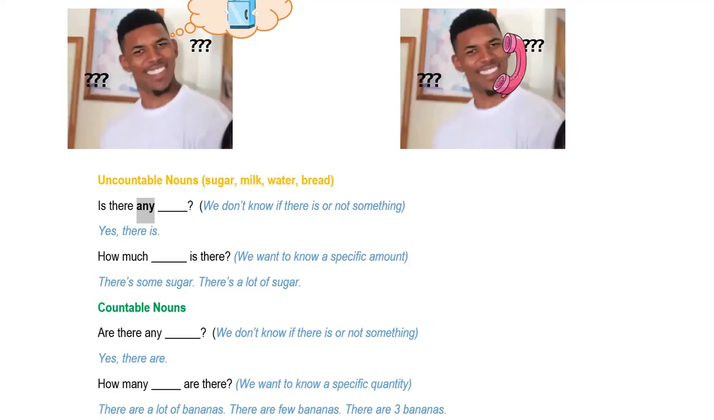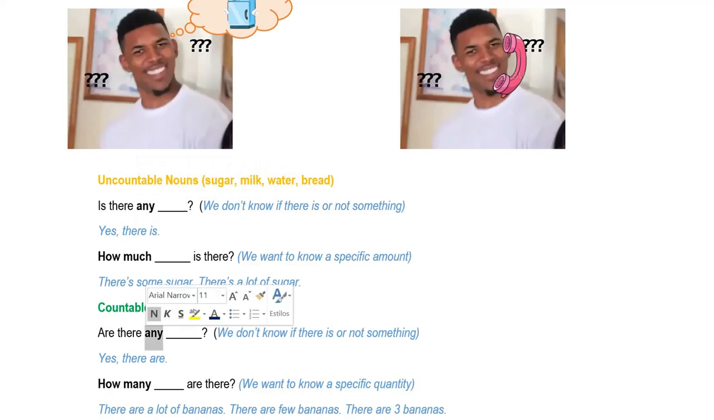And if we want a specific amount, we're going to use the question, how much is there, right? For countable nouns, when we don't know if there are or there is something, we say, are there any apples? Are there any bananas? Are there any oranges? And for learning about the specific quantity, we say, how many bananas are there? How many oranges are there? Just one final thing. As you can see, any can be used with countables and uncountable nouns in questions, right? And for specific amounts or quantities, we use how much for uncountable nouns and how many for countable nouns.